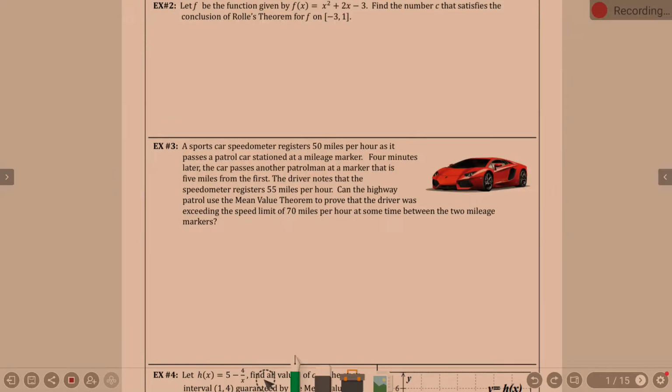Okay. Picking back up in lesson 5.1, we were talking about mean value theorem and Rolle's theorem, if you recall. And in both mean value and Rolle's theorem, remember we talked about that the function or the graph had to be continuous and differentiable.